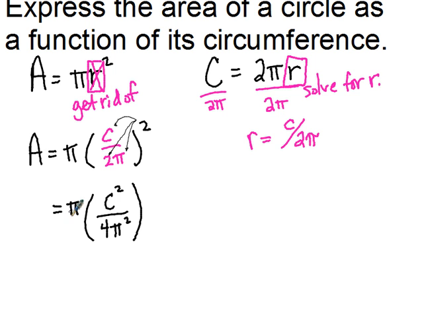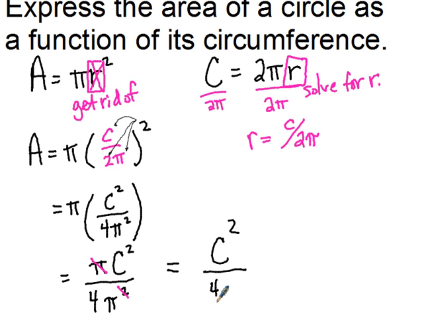And now I multiply. Pi times c squared is, of course, just pi c squared over 4 pi squared. Okay, now notice we have a pi on top and 2 pi's on bottom. So algebraically speaking, one of these will divide out the other one. And they can be essentially eliminated or divided out. So the area is the circumference squared divided by 4 pi.